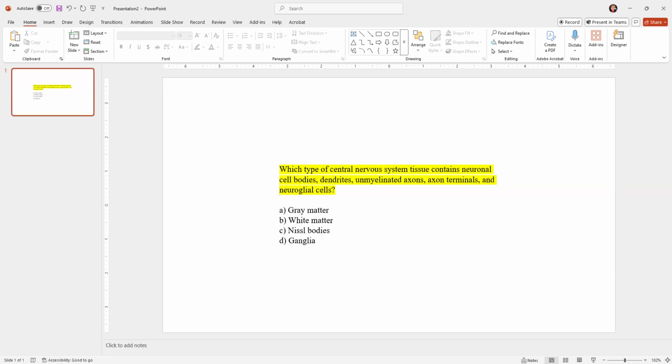If you knew what white matter was, that means it's those multiple layers of the Schwann cell around the axon. Oh, you know, it's not the cell body. So white matter is out. So even without reading the rest of it, central nervous tissue that contains neuronal cell bodies, right there, it's gray matter. Get it? Yep. So the answer is gray matter.